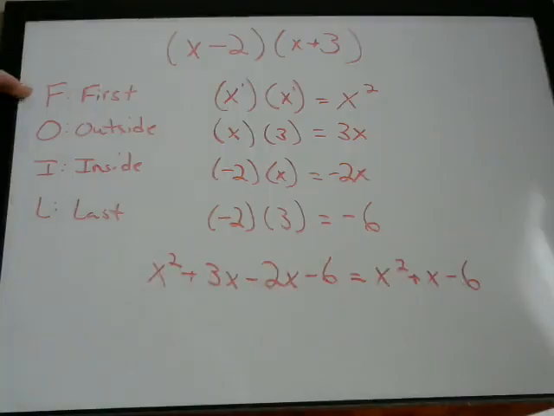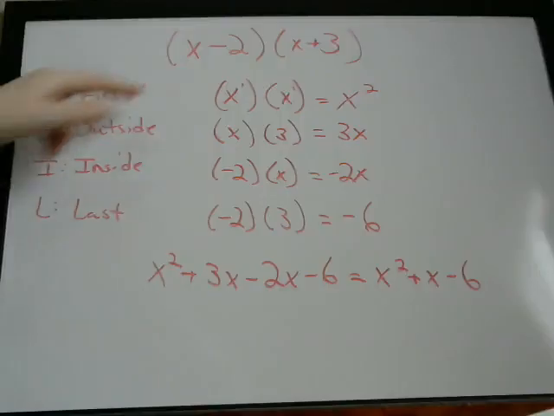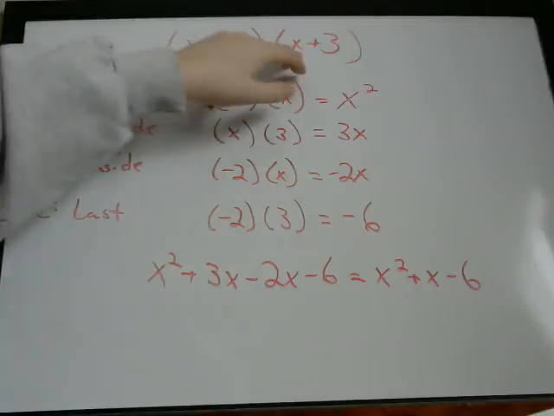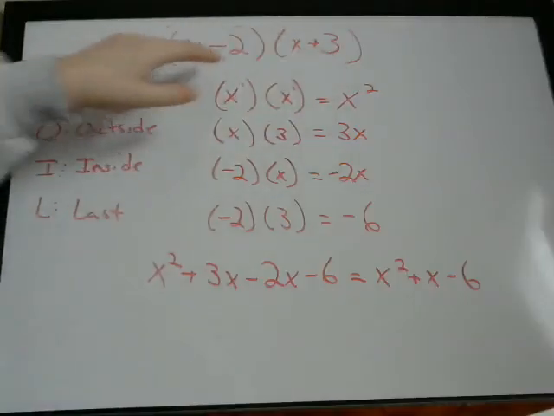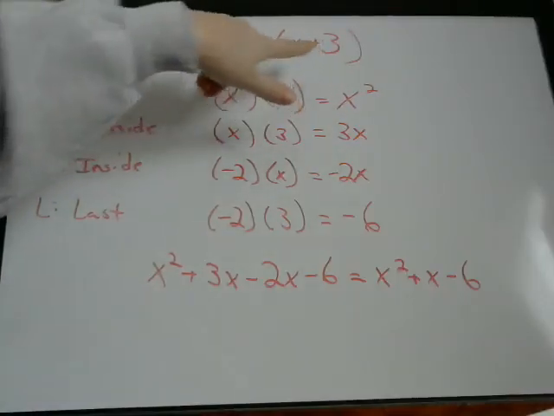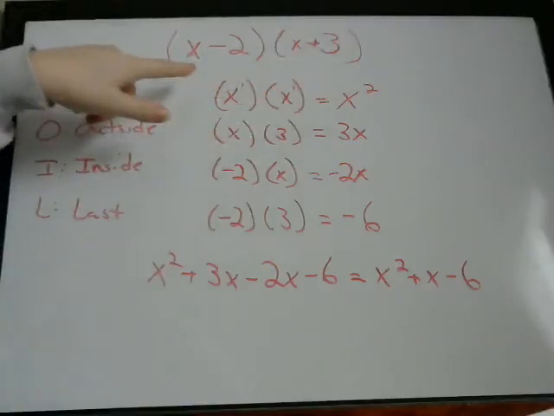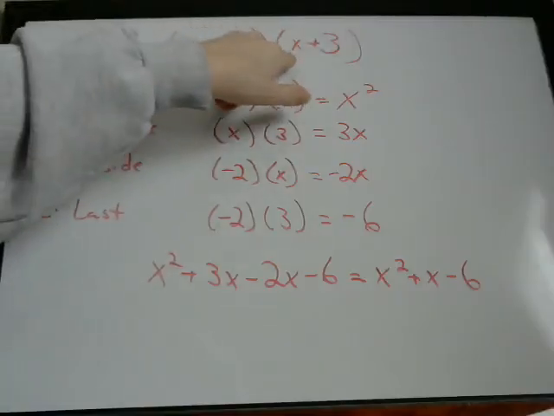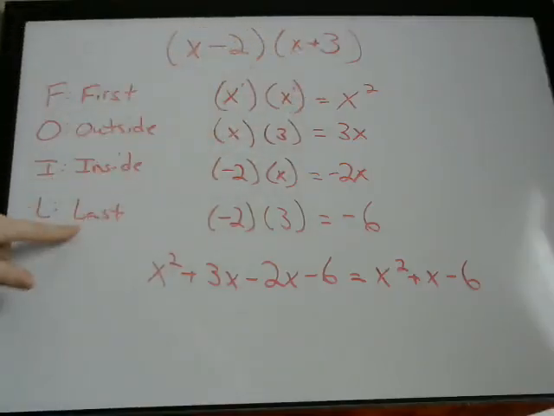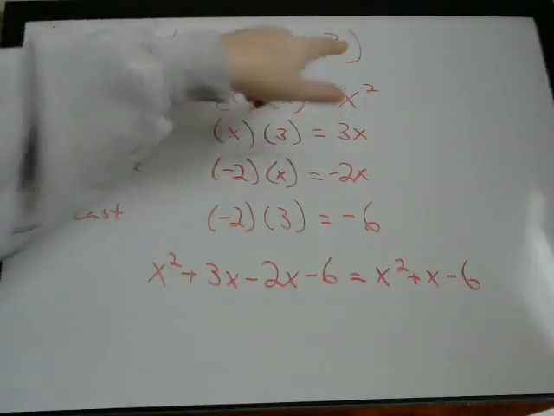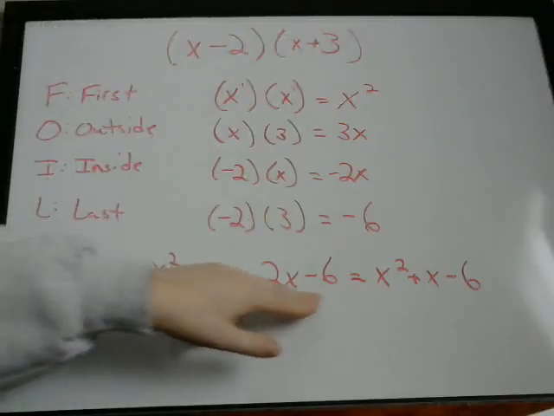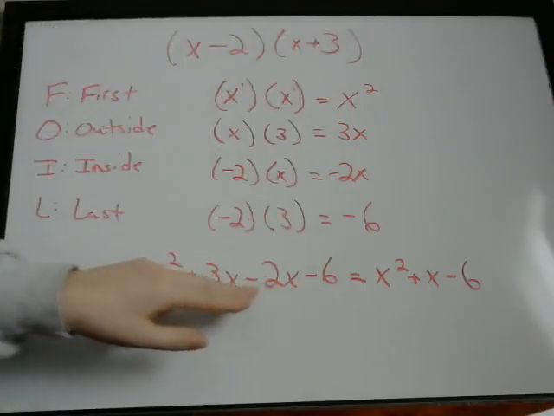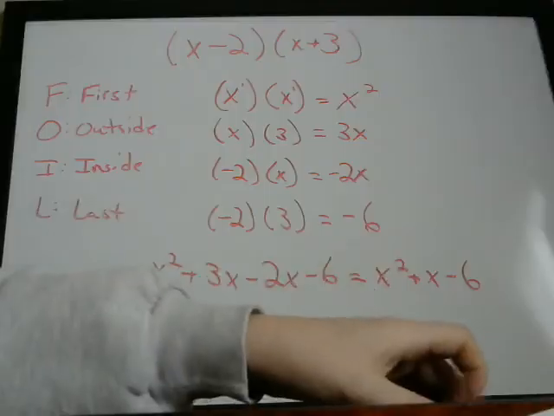So again, you remember it with FOIL: first, outside, inside, last. The first factors in each of the parentheses, you multiply those together. Then you look at the outside, which is the two ones furthest apart, x and 3. Then you look at the inside, the two that are closest together, negative 2 and x. And then you look at the last part of each parentheses and you just multiply them together. If you can simplify this because you have like variables, then that's what you do.